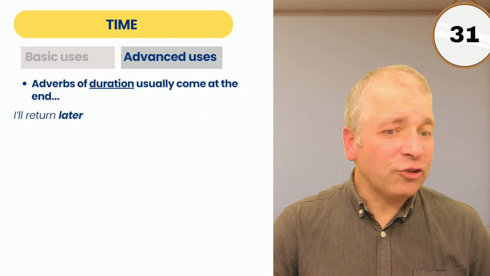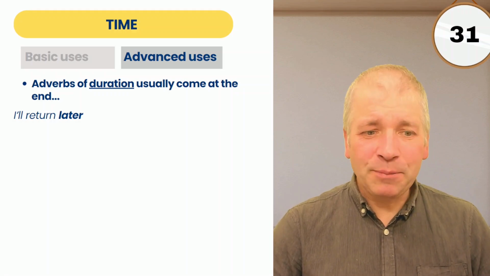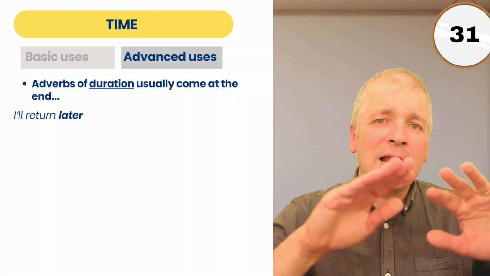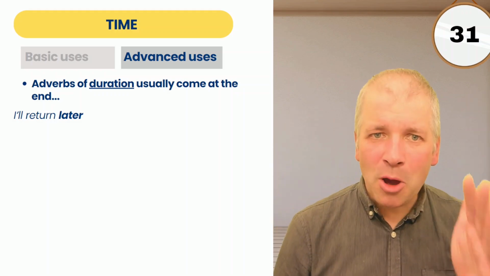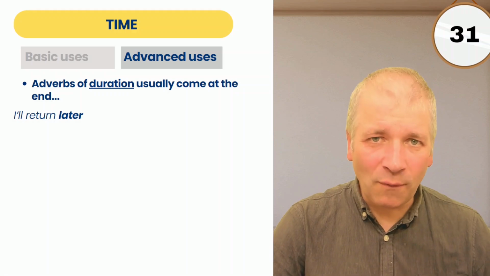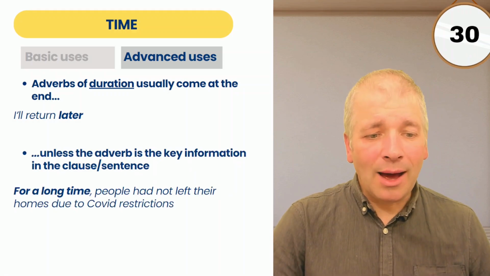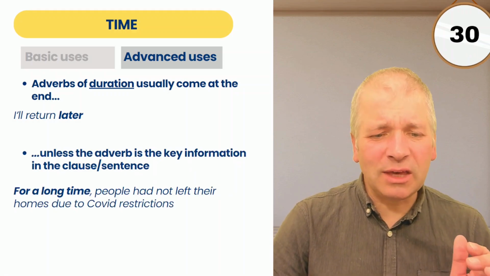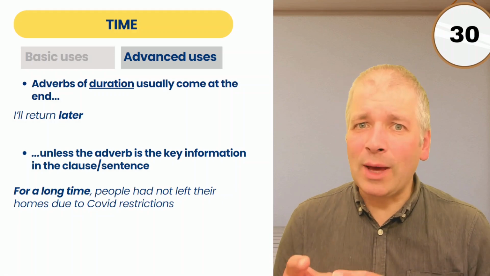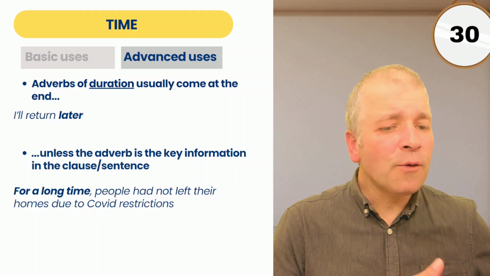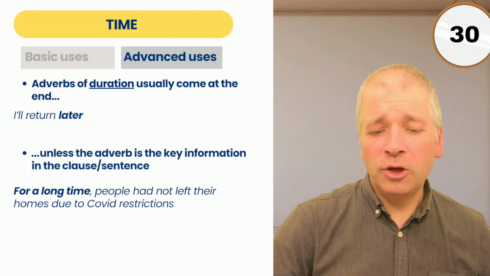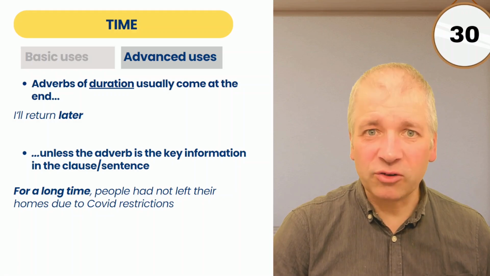Adverbs of duration are slightly different. Adverbs of duration encompass a longer period of time, not a moment in time. They normally come at the end of a sentence or a clause, unless the adverb is the key information in the clause or the sentence. In that case, you can put it at the front. For example, for a long time, people had not left their homes due to COVID restrictions.